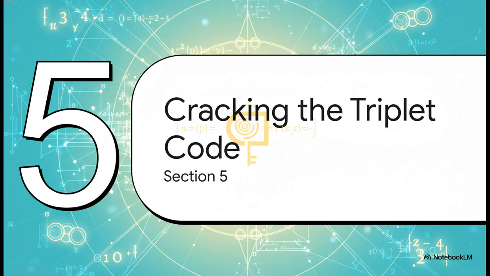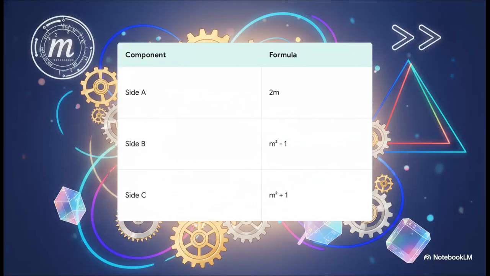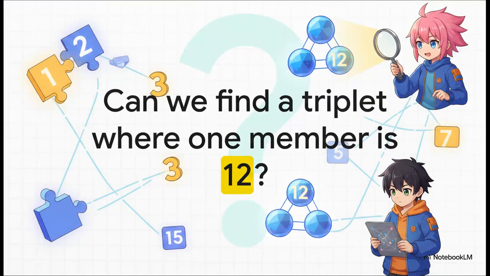There's actually a master formula, a secret code that can generate them for us on demand. And here it is. This is the whole shebang. All you need is any whole number m as long as it's bigger than 1. From that single number, you can generate a perfect triplet using these 3 simple formulas. This is the recipe.